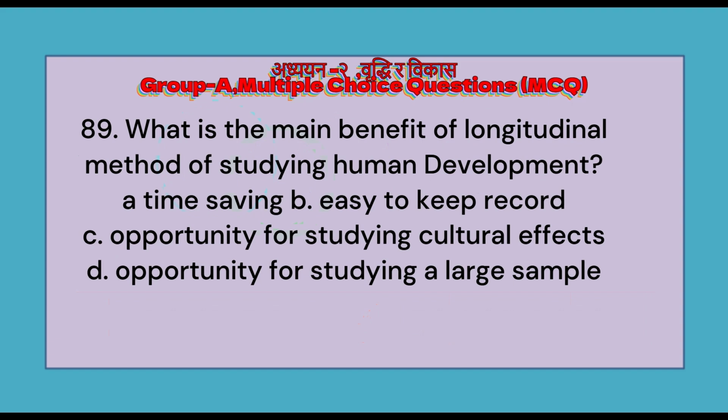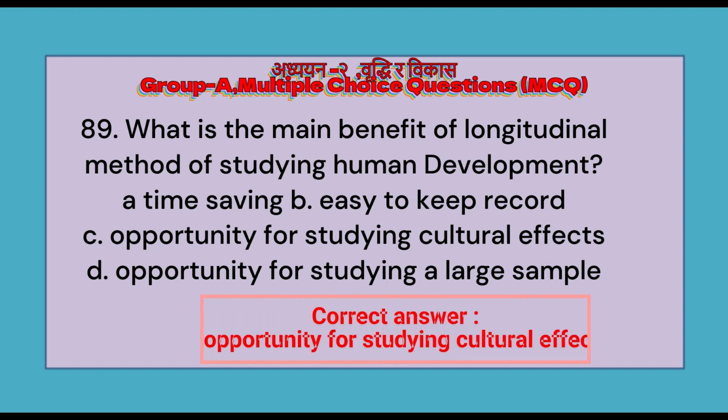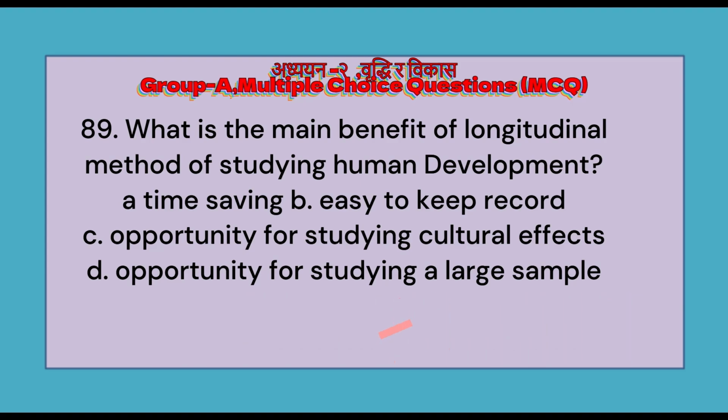89. What is the main benefit of longitudinal method of studying human development? A. Time saving. B. Easy to keep record. C. Opportunity for studying cultural effects. D. Opportunity for studying a large sample. Correct answer: C. Opportunity for studying cultural effects.